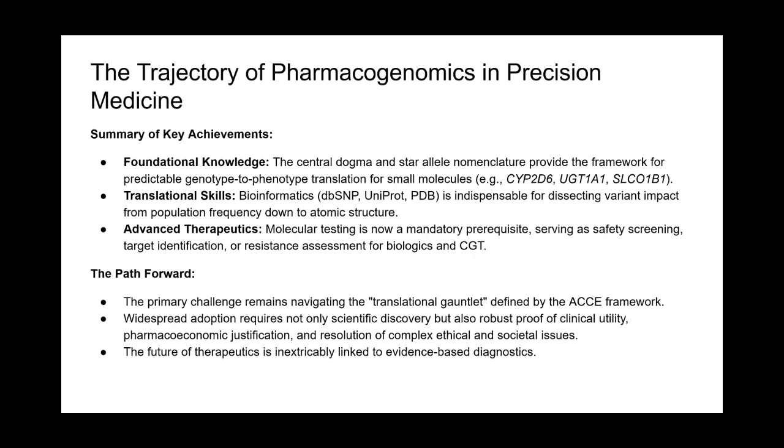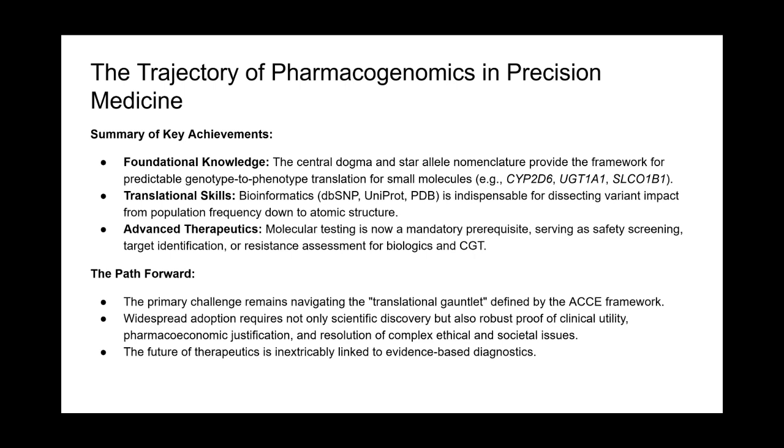Additionally, molecular testing has evolved from a support tool to an essential requirement for many advanced therapies. For biologics like trastuzumab and abacavir, as well as innovative cell and gene therapies, a patient's molecular or genetic profile is the key factor in determining eligibility. This shift emphasizes that the future of therapeutics is deeply connected to diagnostics.